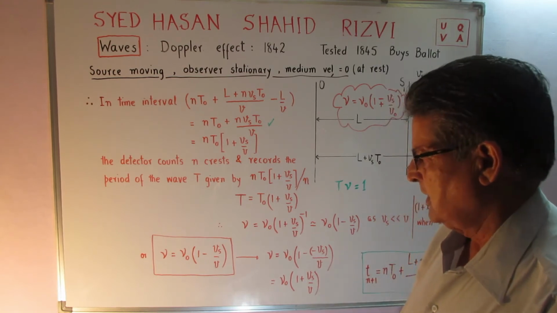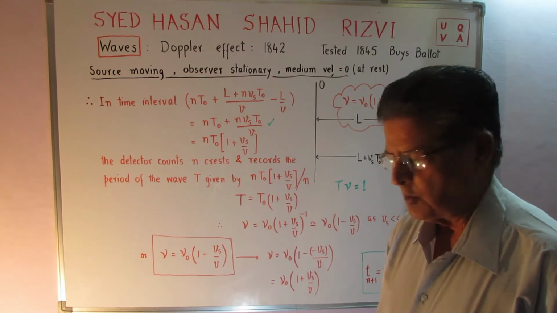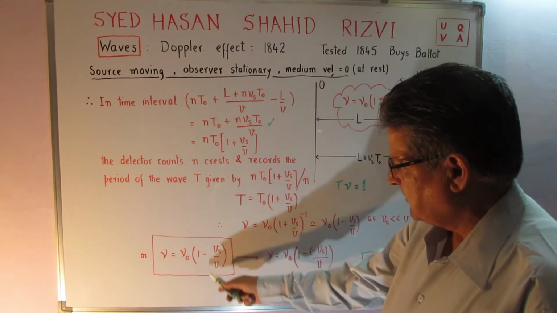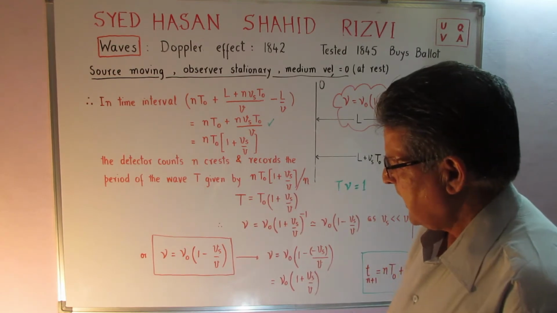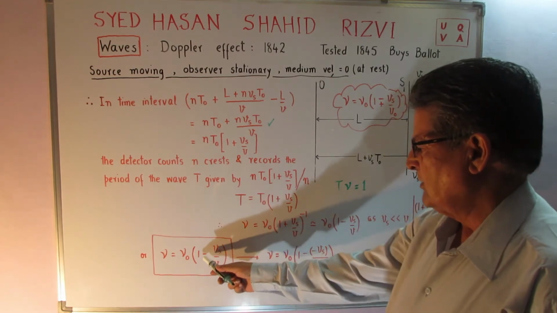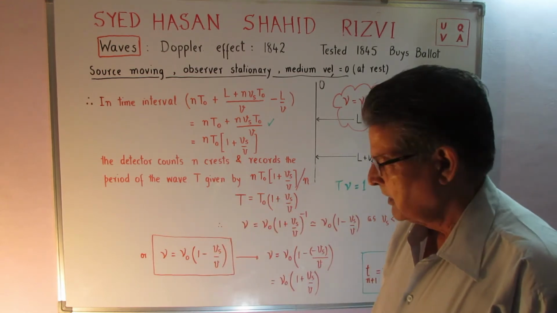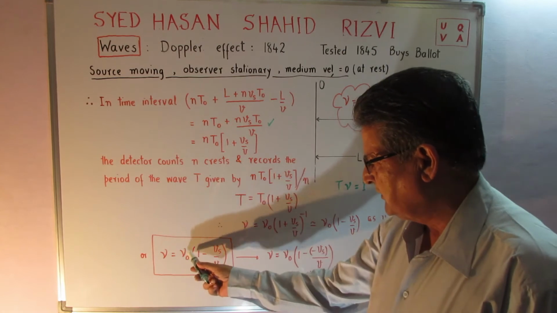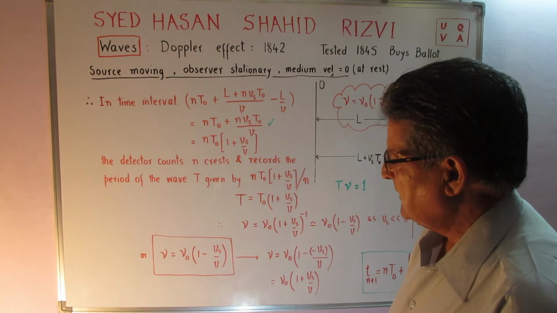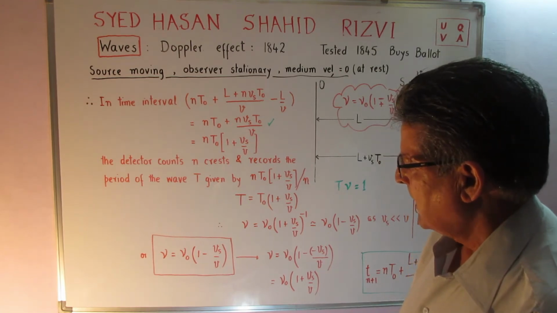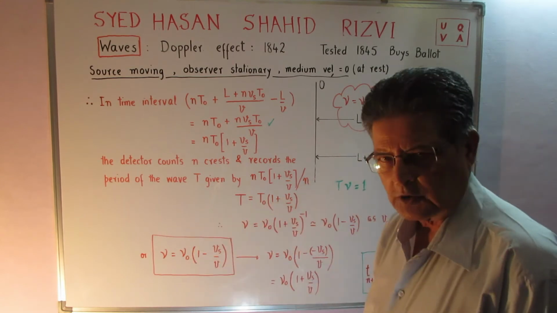So you can see that the source is going away from us. So Vs upon V is a positive thing, and 1 minus Vs upon V is less than 1. So nu is more than, I'm sorry, it is less than nu naught.